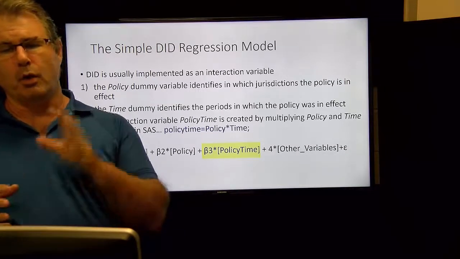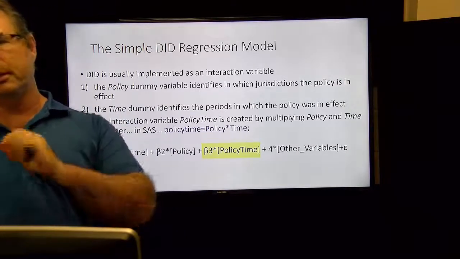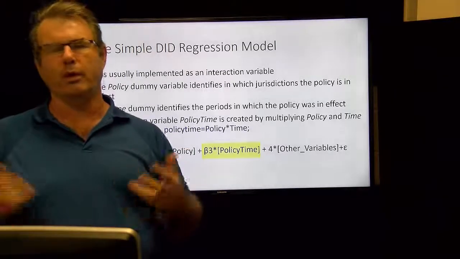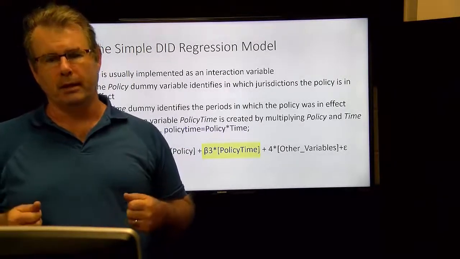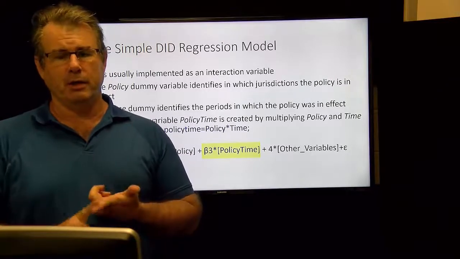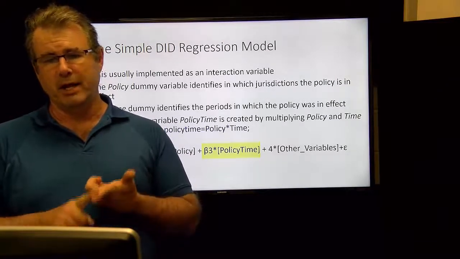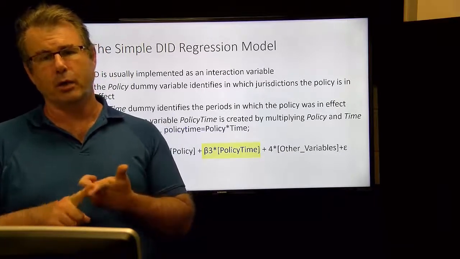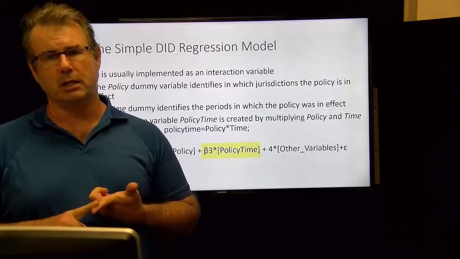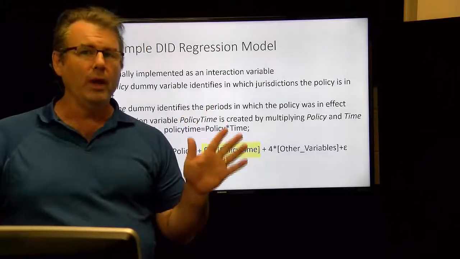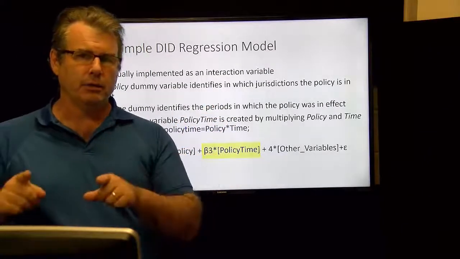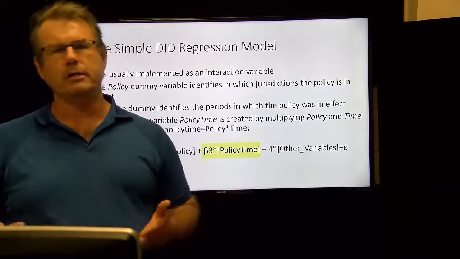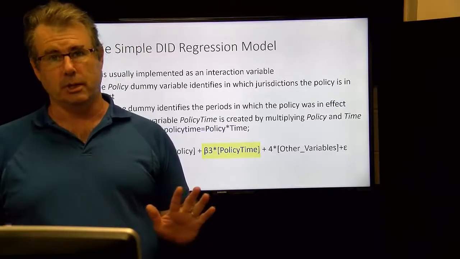Usually what you have are 3 different variables plus other right-hand side variables that you would include in order to control for whatever you believe should be in the model. The first variable that you need is a dummy variable that indicates which jurisdiction has the policy or which jurisdiction adopts the policy. And so it doesn't matter when they adopt it. If that jurisdiction adopts a policy, they get a 1. If they don't adopt the policy, they get a 0.